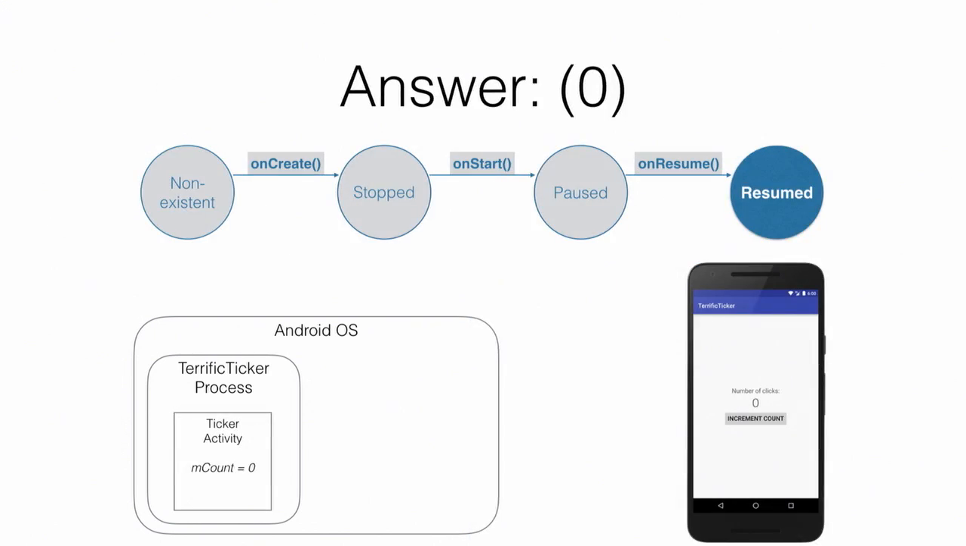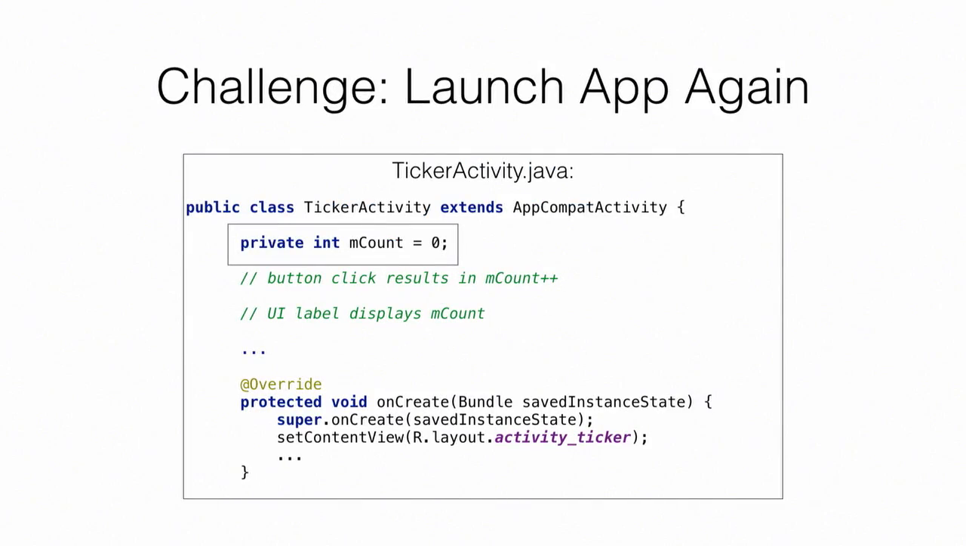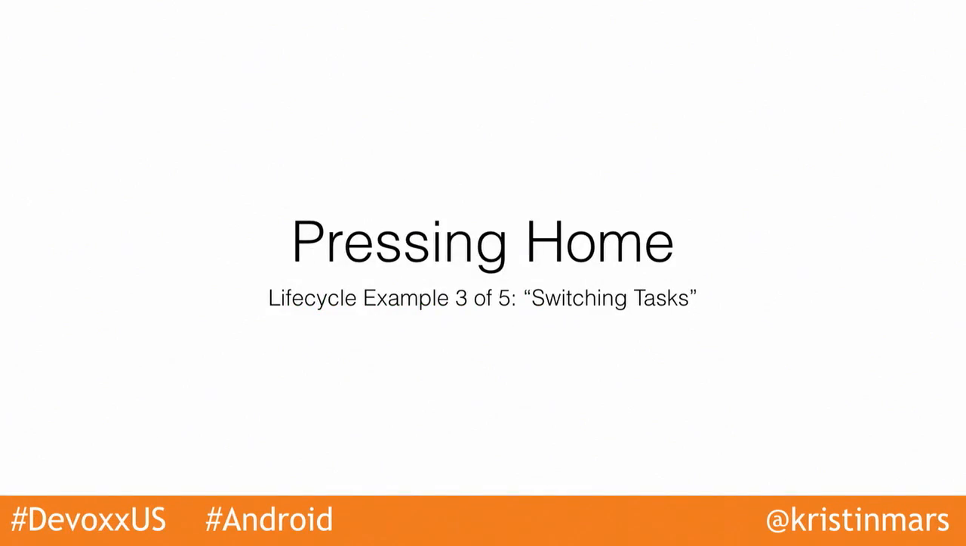And it all boils back down to the fact that the activity instance was completely destroyed. So it was recreated from scratch and run through this build-up cycle. And if you remember, in our ticker activity, anytime a new instance was created, it was initializing that count to 0. Okay, good job, you all.